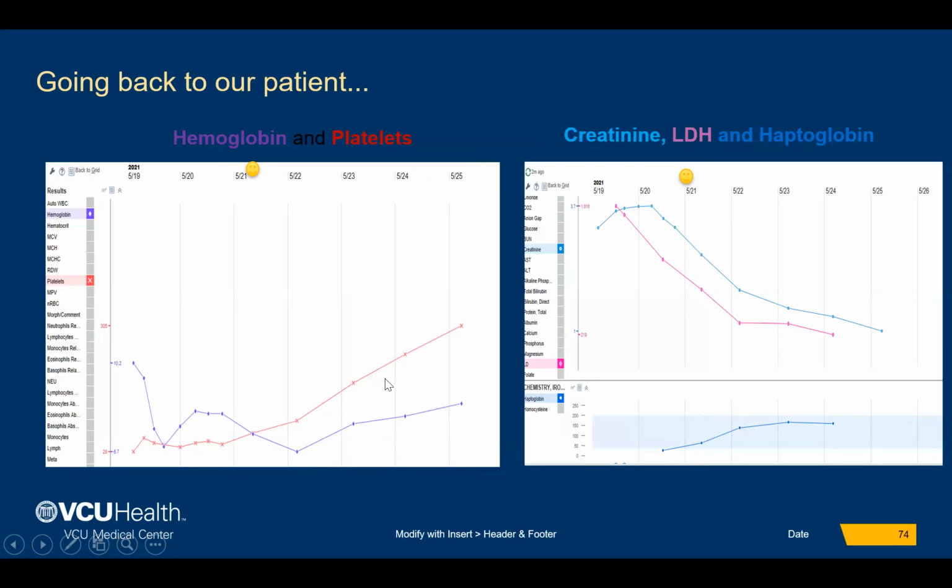Now, the initial bump in platelets was because a platelet transfusion was given. And similarly, looking at the other parameters, the creatinine, okay, my time is up is what it says.